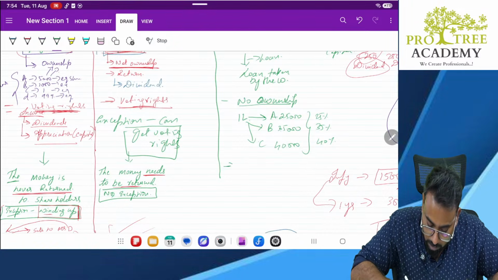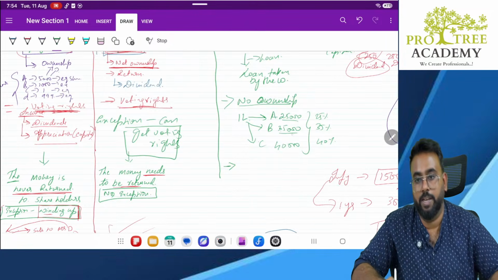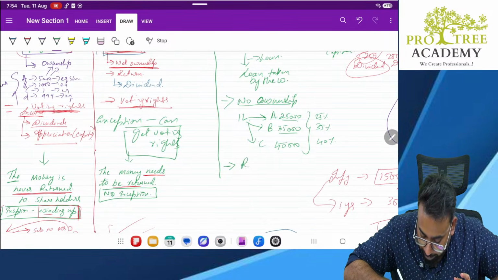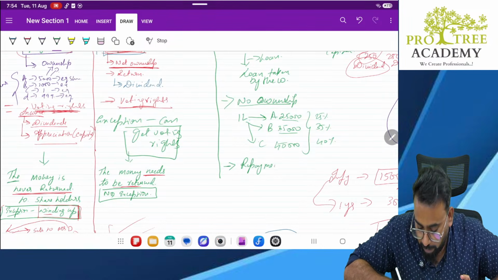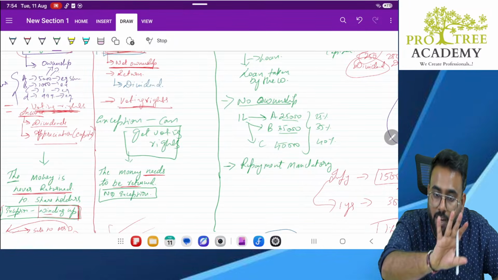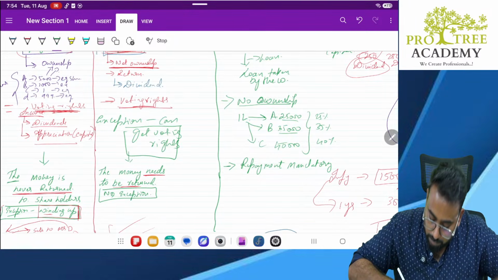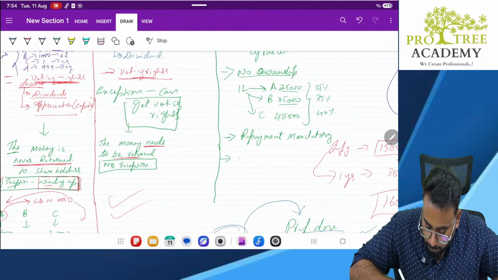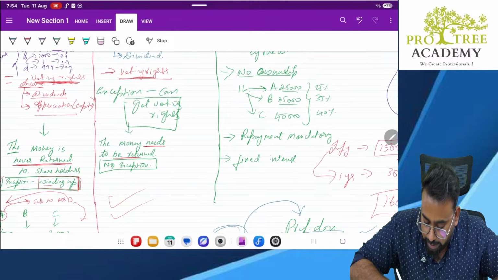Okay, sir. Done. So they gave the money, no, sir? Yeah, they gave the money. Can I use it forever? No. Repayment is mandatory. That is why they are not the owners. Sir, what else is the difference? Fixed interest rate.